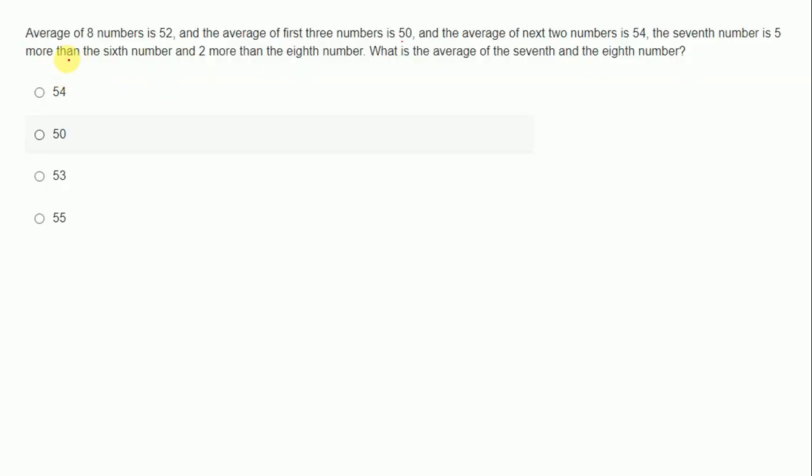So now, the average of 8 numbers is 52, and the average of the first 3 numbers is 50, and the average of the next 2 is 54. The 7th number is 5 more than the 6th number and 2 more than the 8th number. What is the average of the 7th and 8th number? So the average of the 7th and 8th number has been asked in the question.